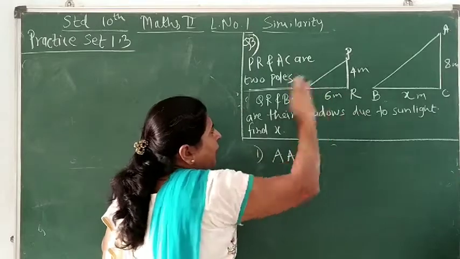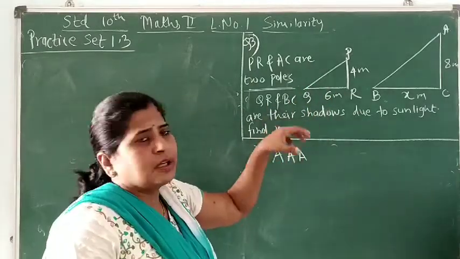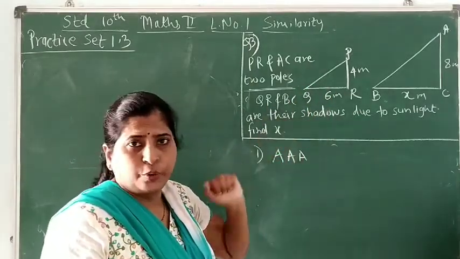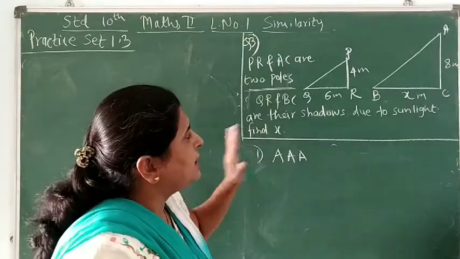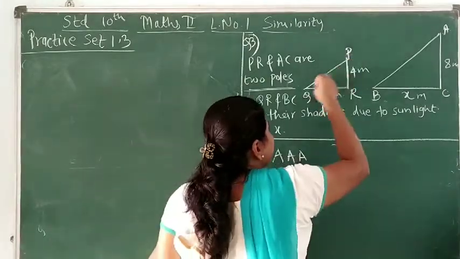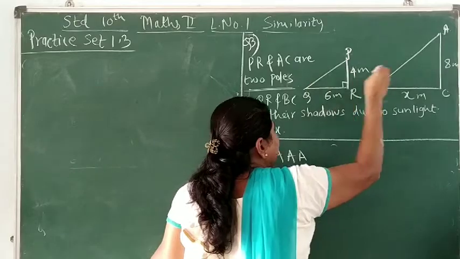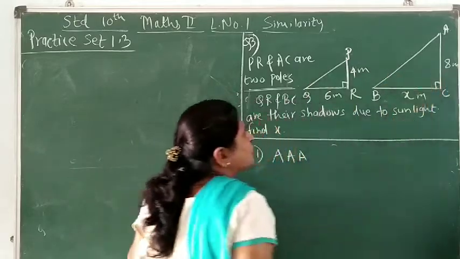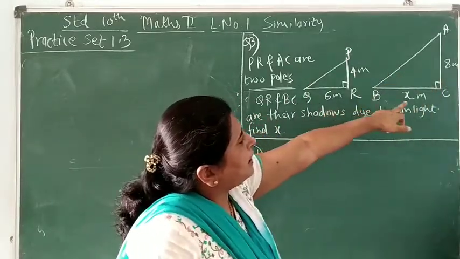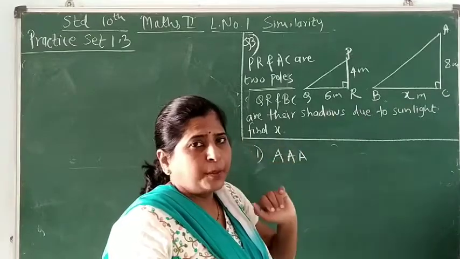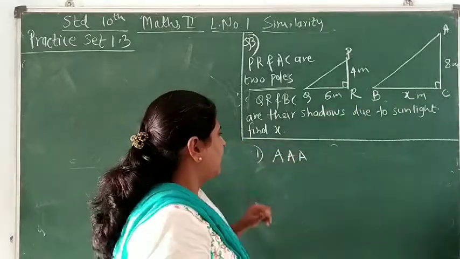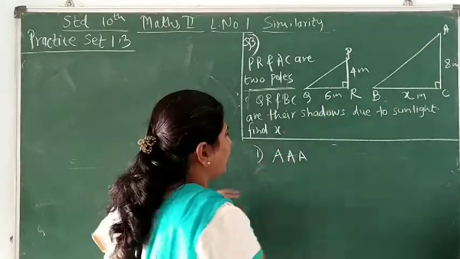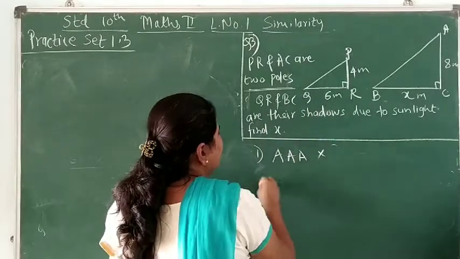Do we know all three angles of the two triangles? No, we do not know. But we can at least tell that when these poles are erected on the ground, they will be perpendicular to the ground. So we can tell about angle R and angle C. They should be perpendicular. They are right angle triangles. So we know only one angle, not any of the rest. So we cannot use this.